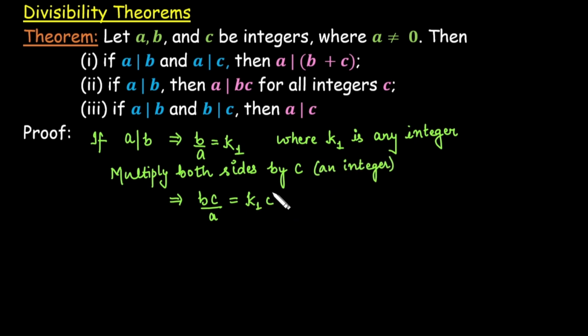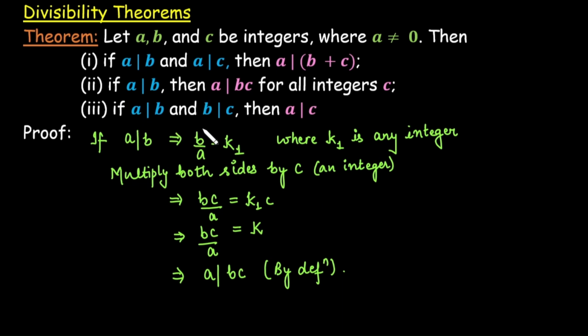K1 into C is another integer because the product of two integers is an integer, let's suppose K. So we have B into C by A equal to some integer. So by the definition, we can conclude that A divides B into C. So this is how we can prove the second statement.